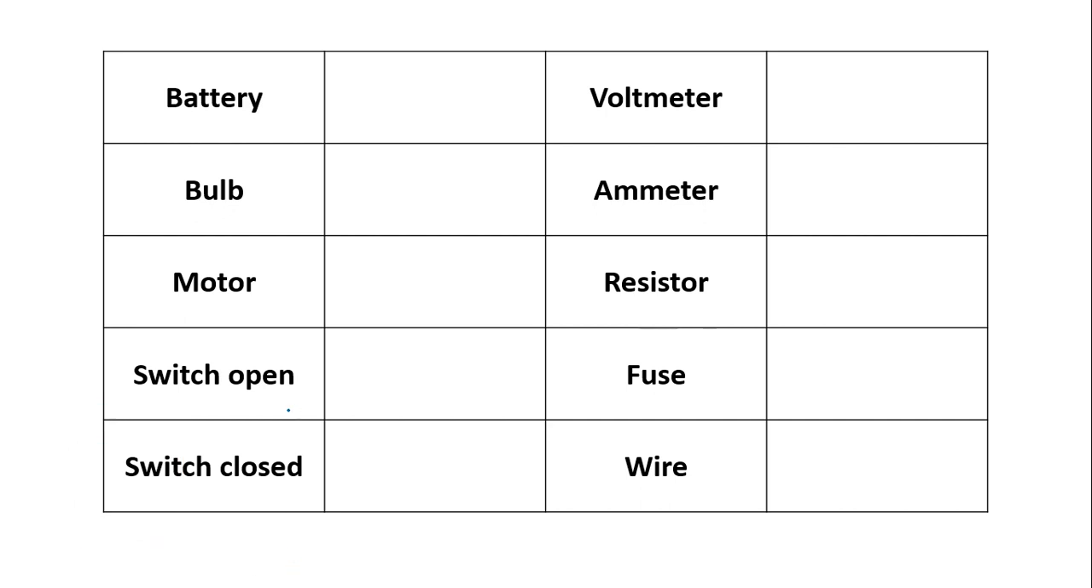And let's start with a battery. A battery has two parallel lines. One is longer, one is shorter. And then these lines that come off of it are the wires that we would connect to the system. All right. Sometimes we will see it drawn like this.